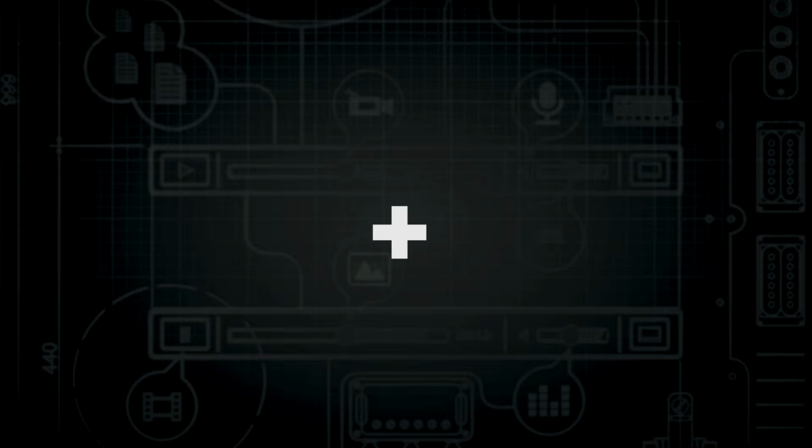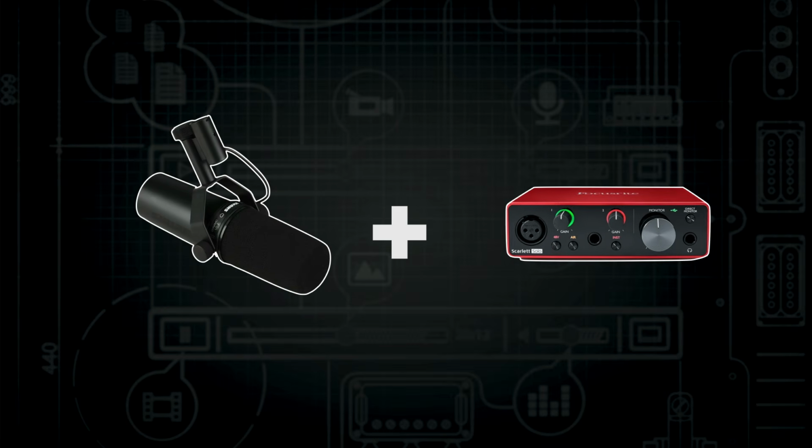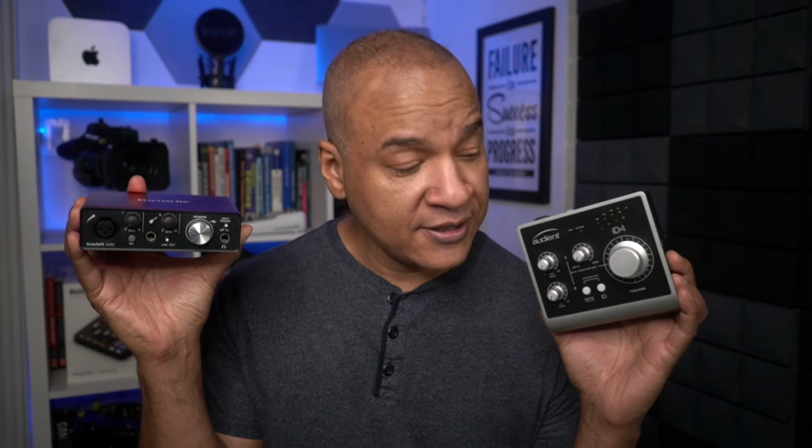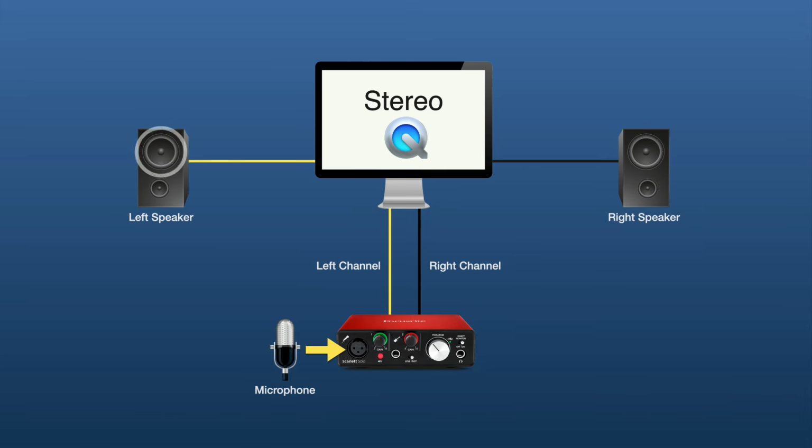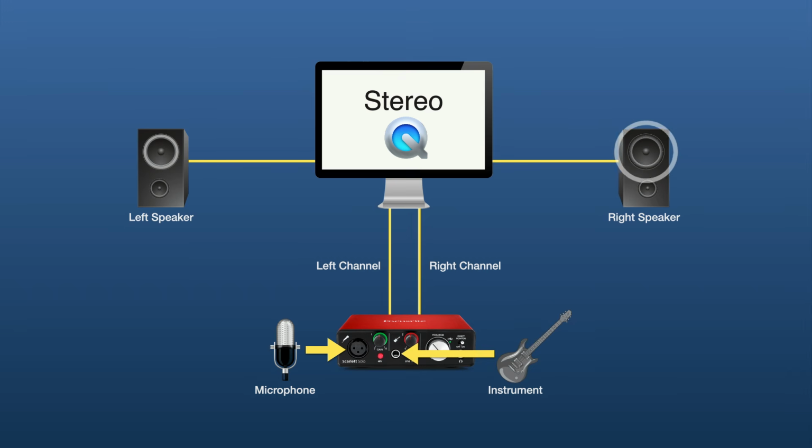Now, there's one issue around recording audio in QuickTime Player that I should mention, and it involves using XLR microphones connected to USB interfaces, in particular USB interfaces like the Focusrite Scarlett Solo and the Audient ID4. These are split channel interfaces, meaning the XLR microphone plugs into the left channel and an instrument like a guitar or keyboard plugs into the right channel.